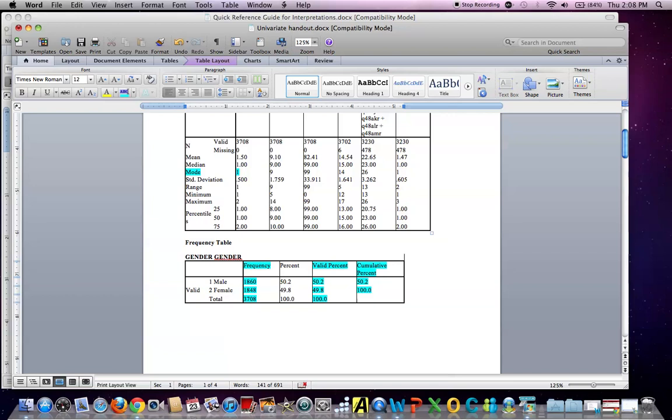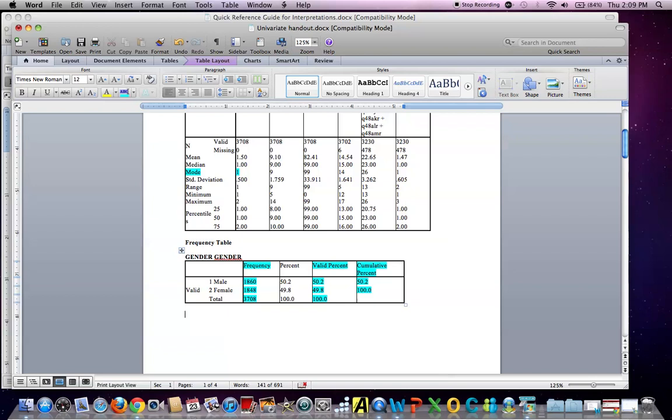The definition of mode is the category that appears most often. In this case, we see that 1, which are males, appears most often, and you can see that they have more males, 1,860 males versus 1,848 females in this data.